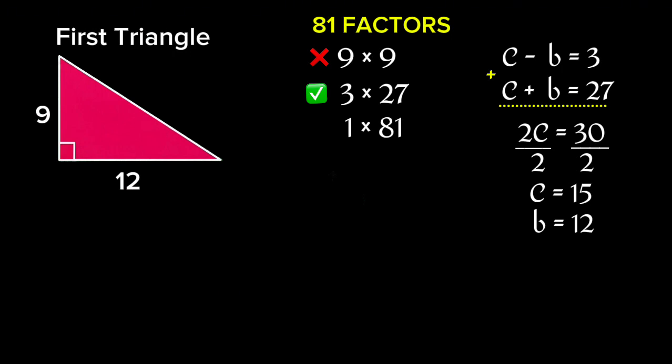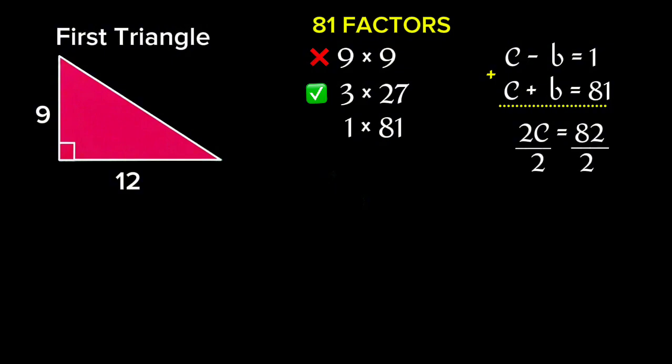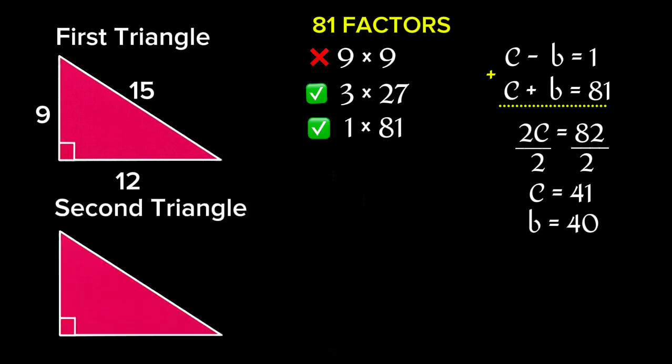Let us move to the final factor pair. Suppose c minus b is 1 and c plus b is 81. Adding the two equations gives us 2c is equal to 82. Therefore, c is equal to 41. Substituting 41 back into the equation gives us b equal to 40. So, our second valid triangle has side lengths of 9, 40, and 41. And because we have checked every factor pair of 81, we have found every possible triangle. There are exactly 2 valid triangles.